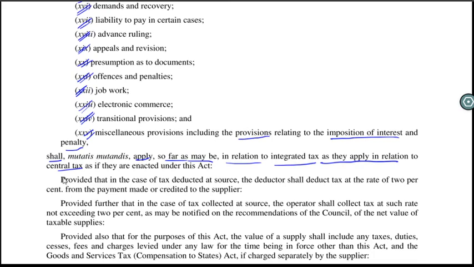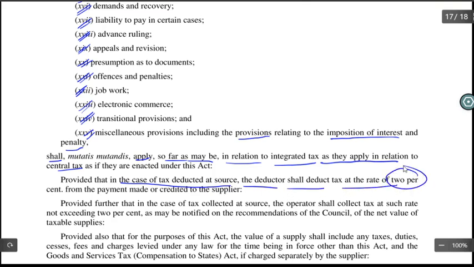Let's see what the proviso states. First proviso, in case of tax deducted at source, in case of TDS, the deductor shall deduct at the rate of 2% from the payment made or credited to the supplier.